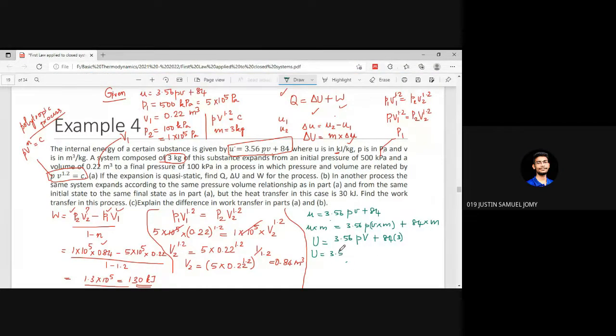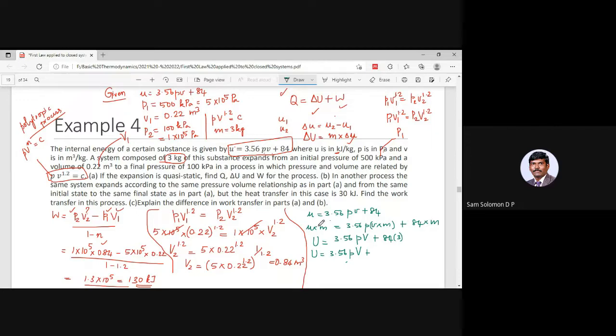Sir, V in M is okay, sir. M, how did it come, sir? M as 3. I'm multiplying with mass everywhere. This is specific internal energy. This is specific volume. So to convert this specific internal energy to internal energy, I should multiply it with mass. Do you understand that? Yes, sir. Okay. So I can't just multiply with mass only for this specific internal energy. If we multiply on one side, we have to multiply on all sides, right?